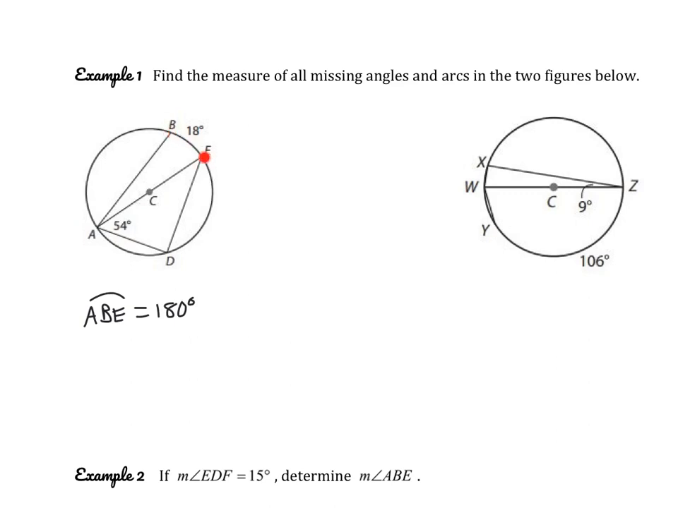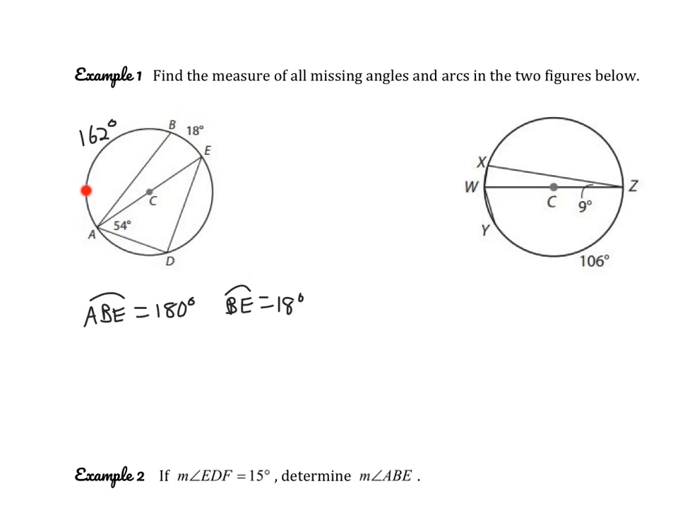And we see that arc BE is 18 degrees. We know that we can find the measure of arc AB by doing 180 minus 18. So we get 162 degrees. So now that we know this measurement, let's work our way backwards.